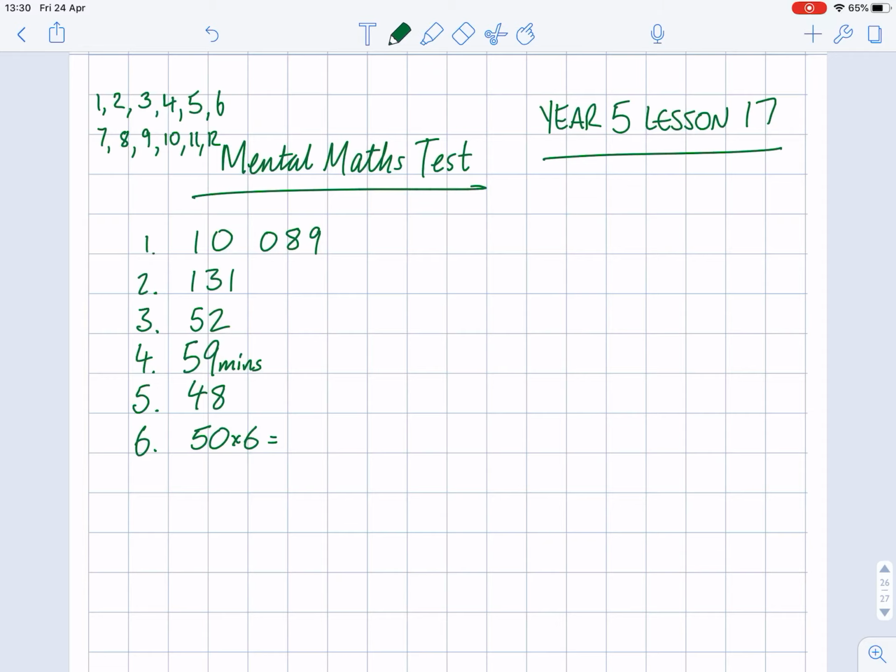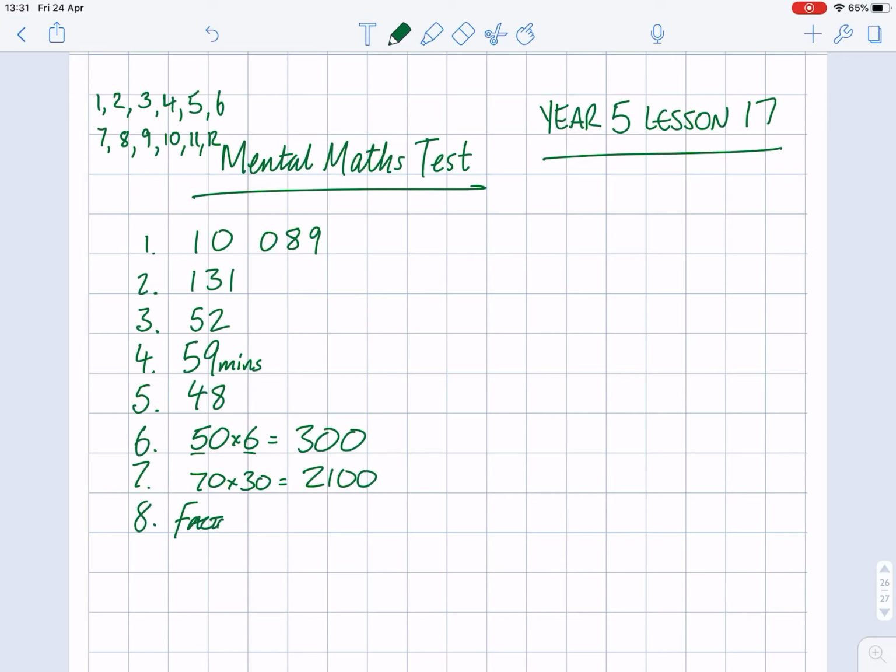Question 6, 50 multiplied by 6. Well, we need to think about how we multiply if we're using multiples of 10. I know that 5 times 6 is 30, so 50 times 6 needs to be 10 times bigger, so it's 300. And then 70 times 30, same principle. I would have done 7 multiplied by 30, which is 210. But then I need to make my answer 10 times bigger because I've made my 7 10 times bigger to get 70. So my answer is 2,100.